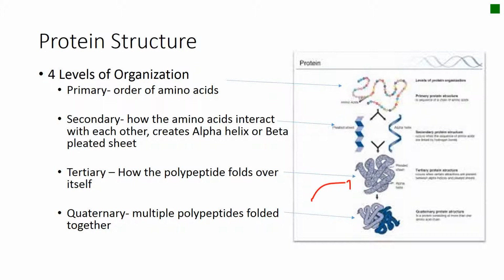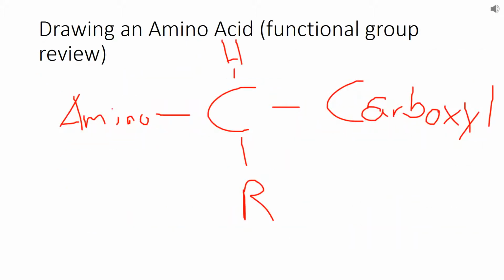And then lastly, we have quaternary structure, which doesn't occur in all proteins because some proteins just have one polypeptide. But if they do have multiple polypeptides, how those things fold together is called our quaternary structure. All right, so I think that is just about it.